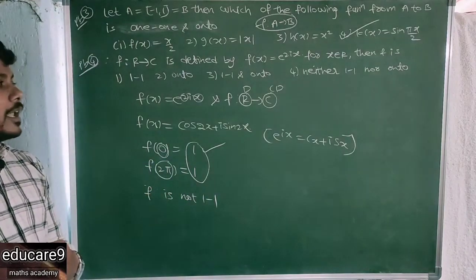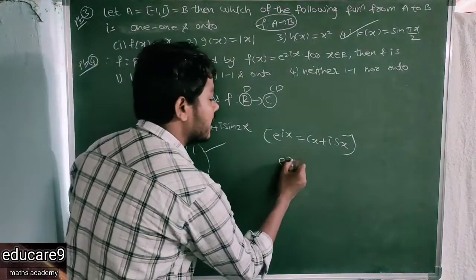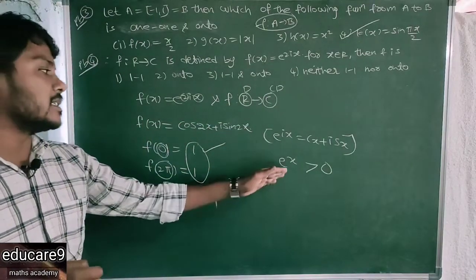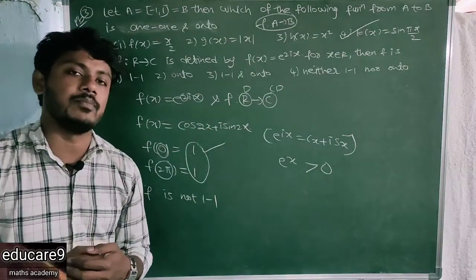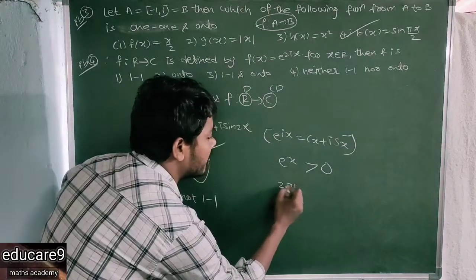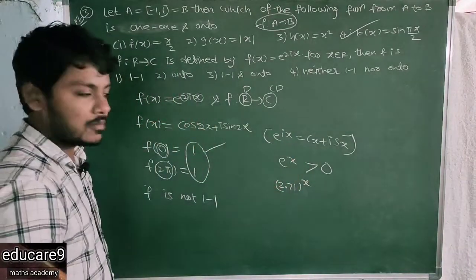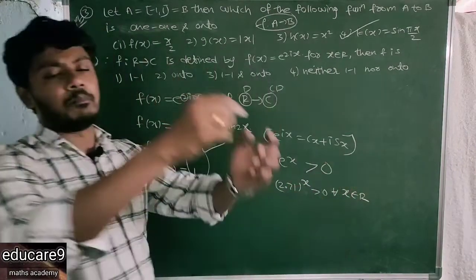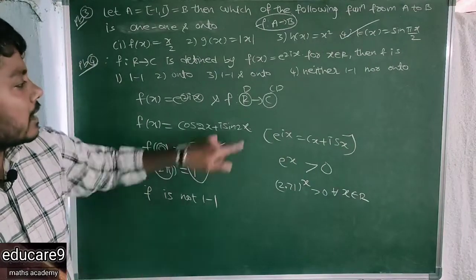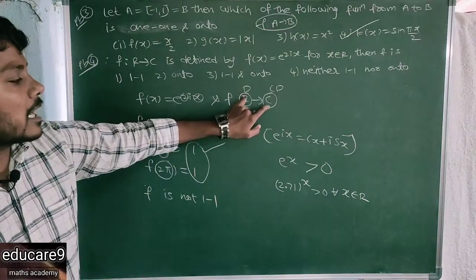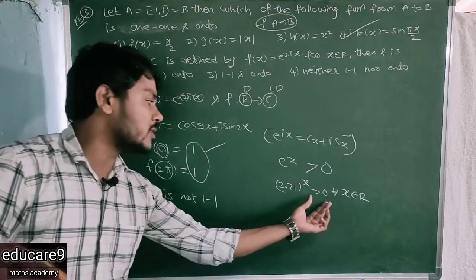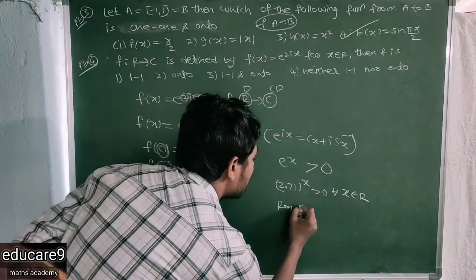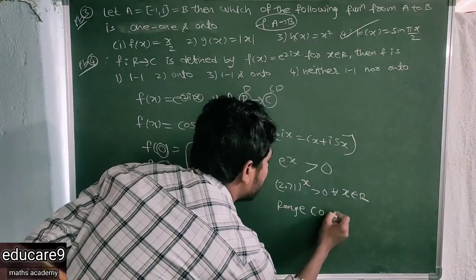Okay. Now e^x. You know that e^x values are always positive, because e value is 2.71 something. So 2.71 to the power of x is greater than 0 for all x belonging to real or complex. But here the codomain is what? Complex numbers. But here the outcome is what? Positive values. So the range is (0, infinity).